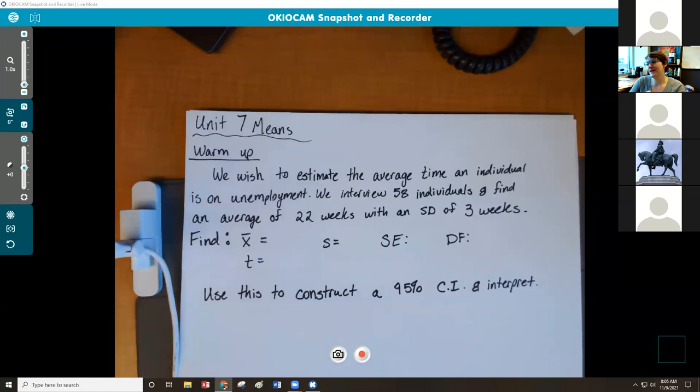So we want to estimate this average time that somebody's on unemployment. So if you guys could write this down and go ahead and give me a thumbs up when you're ready, then I will put you into breakout rooms so you guys can work together. I will also put the link to the t table in the chat so you guys can also have that.